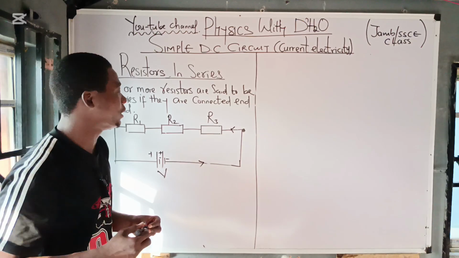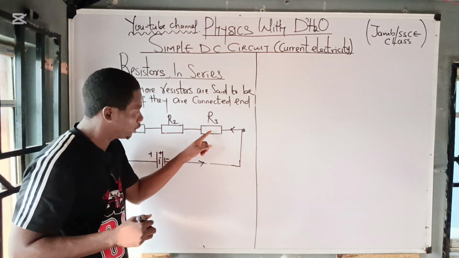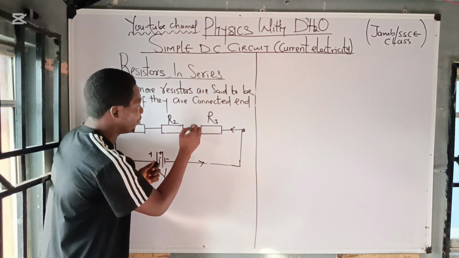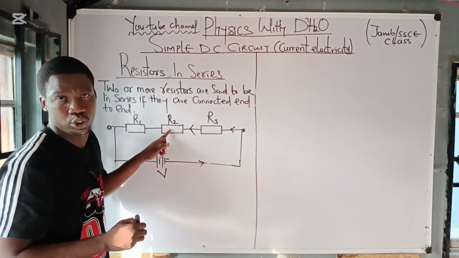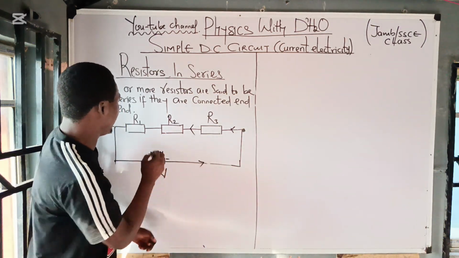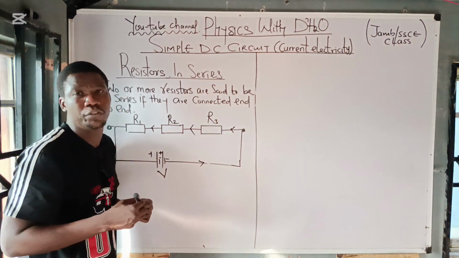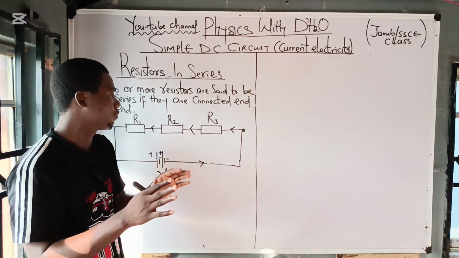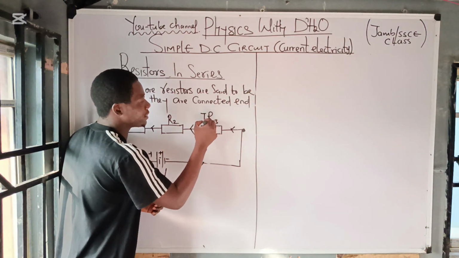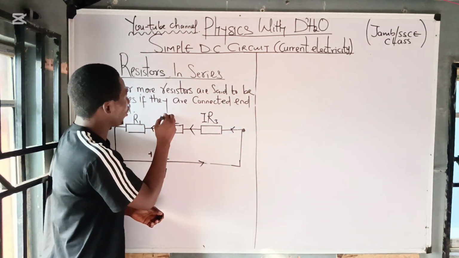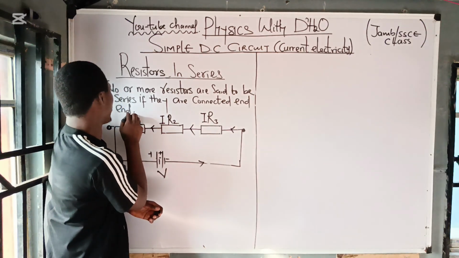You discover something: the current that enters this resistor will leave this place, come here and enter this resistor. The one that enters here leaves here and enters here. So if you watch very well, the current remains the same. That's why we'll label the current here as I. We'll label the current here as I, and here as I.